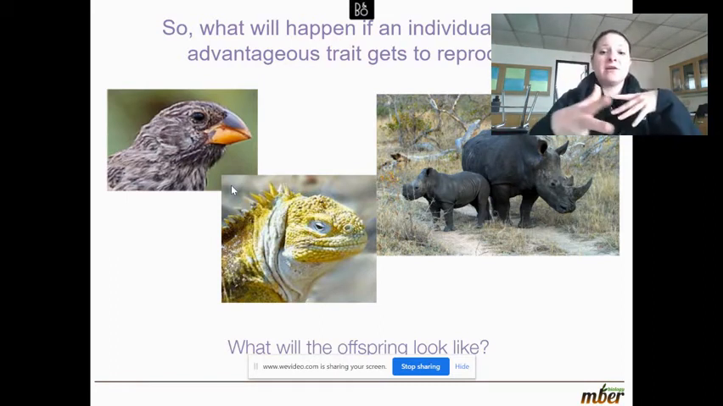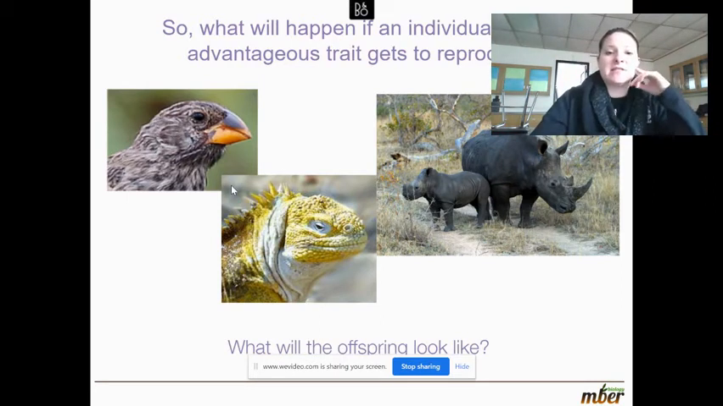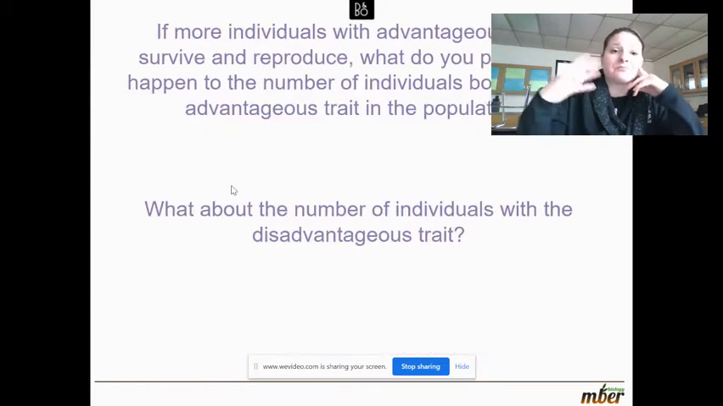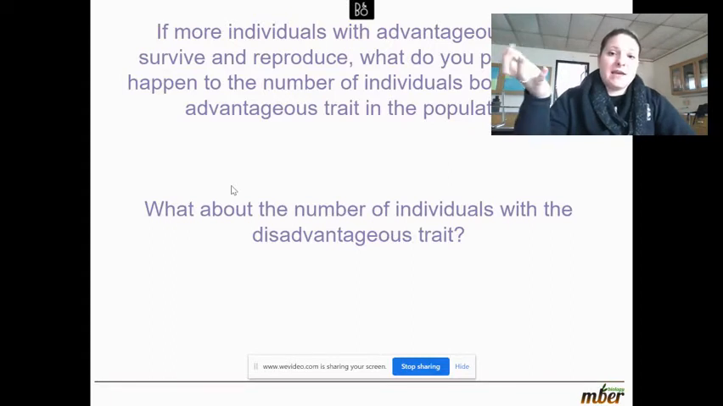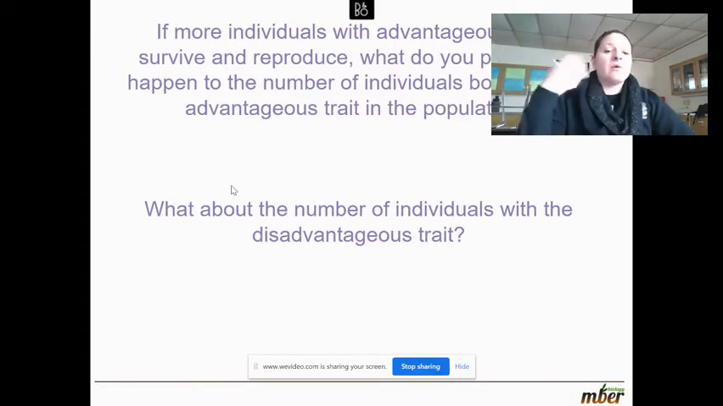They're able to obtain all of those, and they're able to pass on their traits to their babies or their offspring. So if more individuals with an advantageous trait survive and reproduce, then what do you think is going to happen to the number of individuals born with the advantageous trait in the population? It would probably go up. But what about on the flip side? What about the number of individuals with the disadvantageous trait?